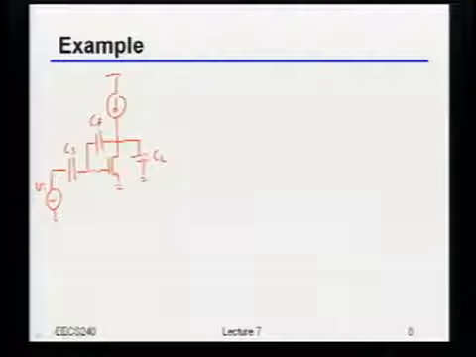So you guys tell me, as usual, what's the first step I take? What do I do? Ground the input and draw the small signal model. Okay, so let's go ahead and do that. I'm going to draw it in a particular way. You'll see why in a second.